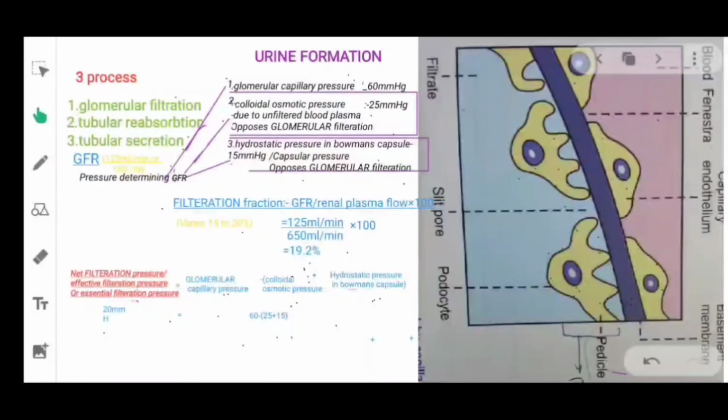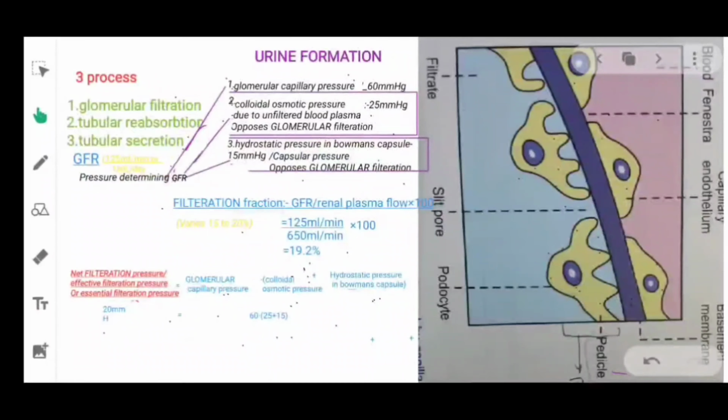Glomerular filtration. In the process of filtration, when blood passes through the glomerular capillaries, plasma is filtered into the Bowman's capsule. Here the plasma gets filtered, but plasma protein molecules do not get filtered. Therefore, glomerular filtration is called ultrafiltration. Now GFR. What is GFR? GFR is the glomerular filtration rate. Its rate is 125 ml per minute or 180 liters per day.